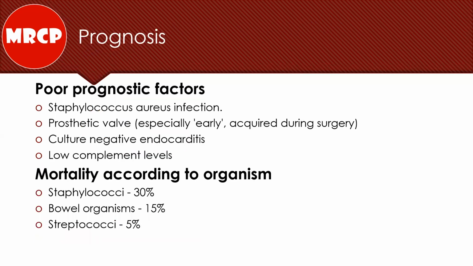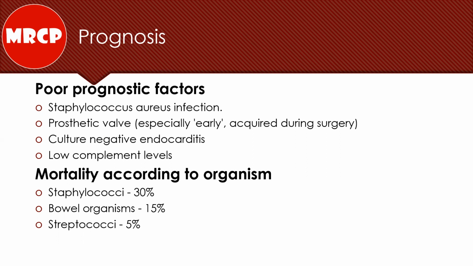There are some poor prognostic factors in patients with infective endocarditis. These include Staphylococcus aureus infection, and you will have a couple of questions in the question banks targeting particularly these poor prognostic factors. Another is a prosthetic valve, especially early infective endocarditis within 2 months of surgery. Culture negative endocarditis is also a poor prognostic factor, because no antibiotic will work on these particular organisms.